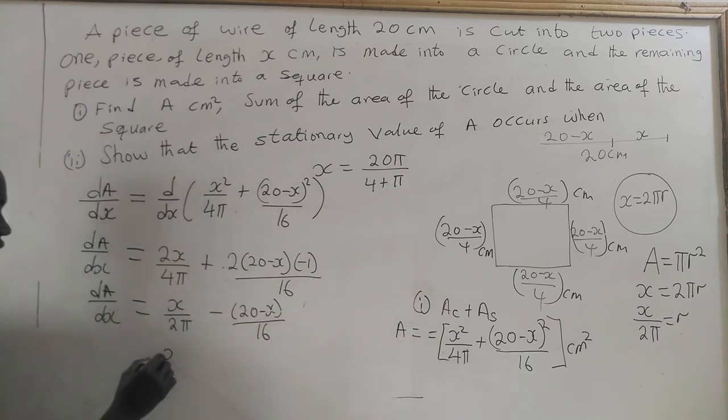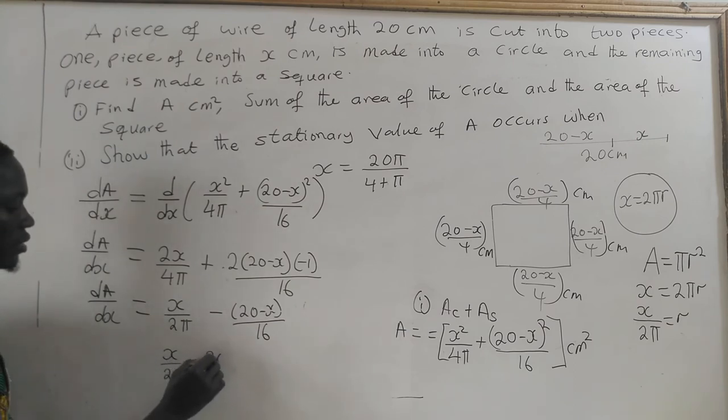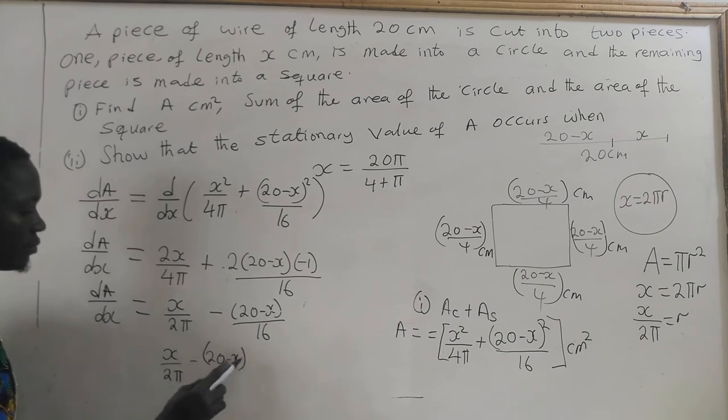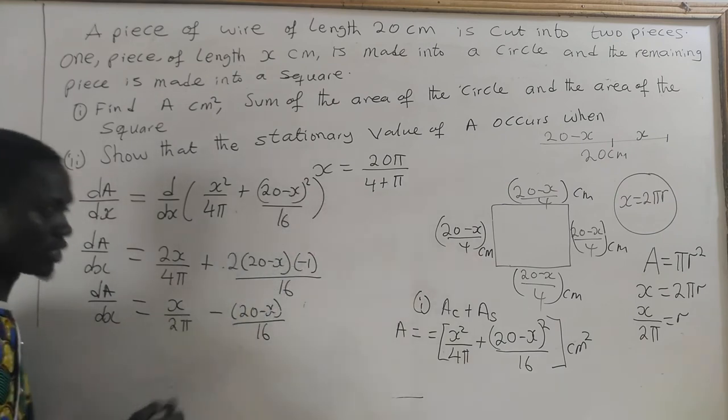So we are going to have x divided by 2 pi minus (20 minus x). Okay, let's use this part of the board.